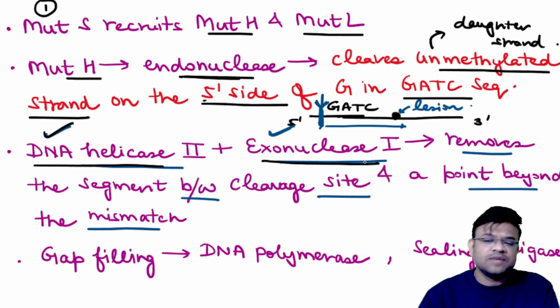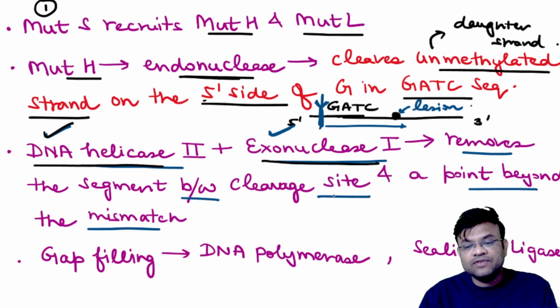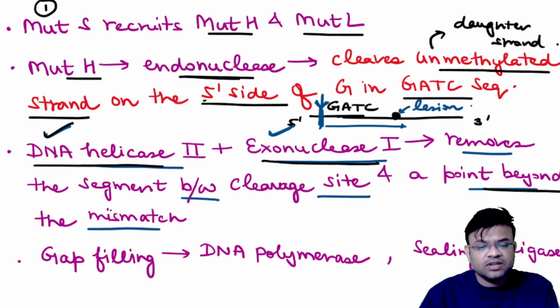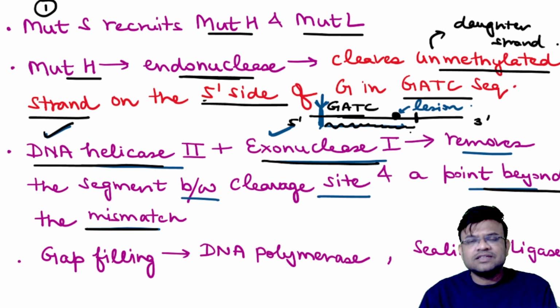Both of these enzymes remove the segment between the cleavage site and a point beyond the mismatch. So let us say that this is a point beyond the mismatch. This entire region is cleaved out from here by the two enzymes, DNA helicase 2 and exonuclease 1. Remember this. So what does the helicase enzyme do?